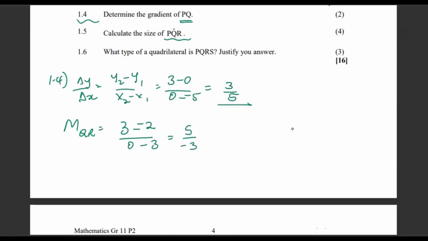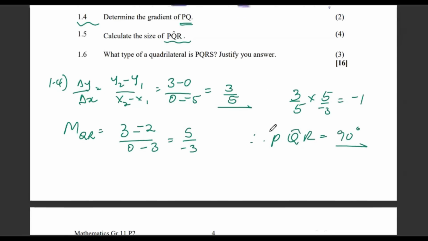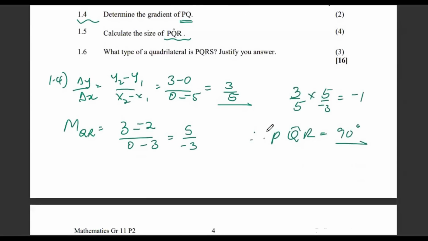Okay. So if that is true, I can just see that these two are negative reciprocals. So I can just say that if I get 3 over 5 times 5 over negative 3, this gives me a negative 1. Therefore, PQR is a 90. Okay, the assumption kind of worked. But if you don't want to go that route, you can use the inclination.